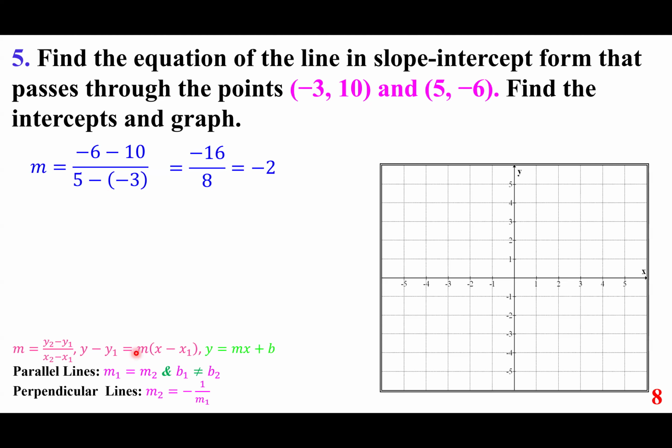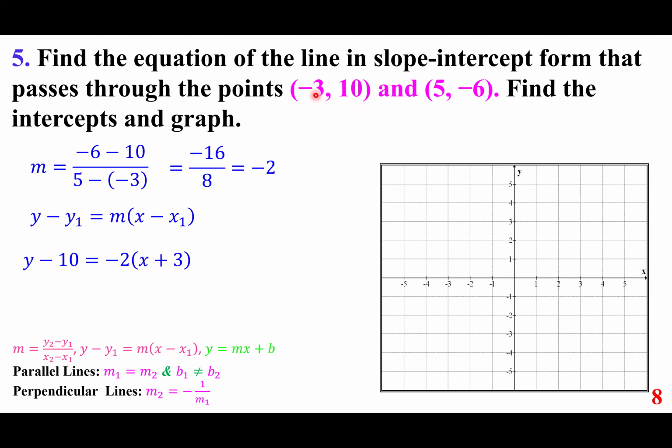We use the point-slope form, y minus y1 equals m times x minus x sub 1, and we can use any of those pairs, makes no difference. For example, y minus 10, so we're going to use that. Y minus 10 equals negative 2, x minus negative 3, which makes it plus 3.